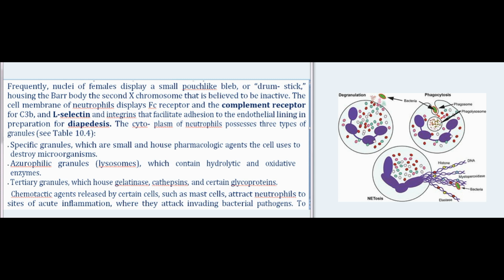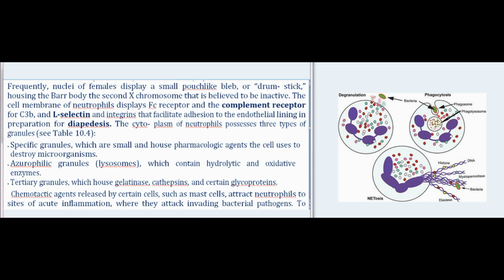The cell membrane of neutrophils displays Fc receptor and the complement receptor for C3b and L-selectin and integrins that facilitate adhesion to the endothelial lining in preparation for diapedesis. The cytoplasm of neutrophils possesses three types of granules, see Table 10.4. Specific granules, which are small and house pharmacologic agents the cell uses to destroy microorganisms. Azurophilic granules, lysosomes, which contain hydrolytic and oxidative enzymes. Tertiary granules, which house gelatinase, cathepsins, and certain glycoproteins.